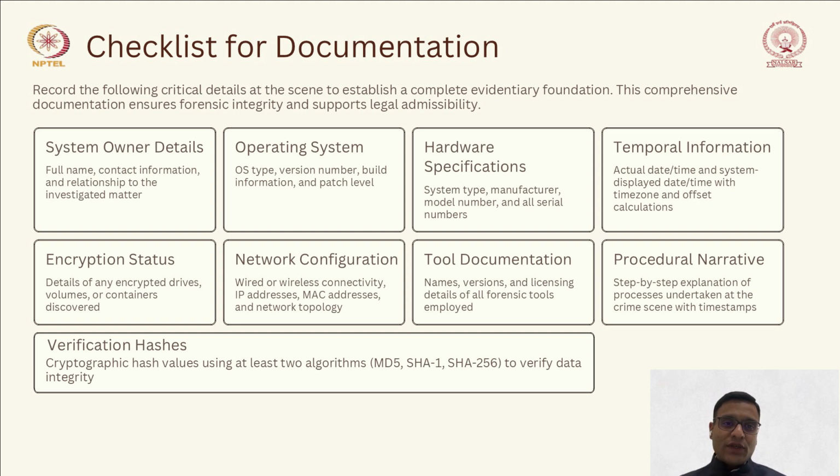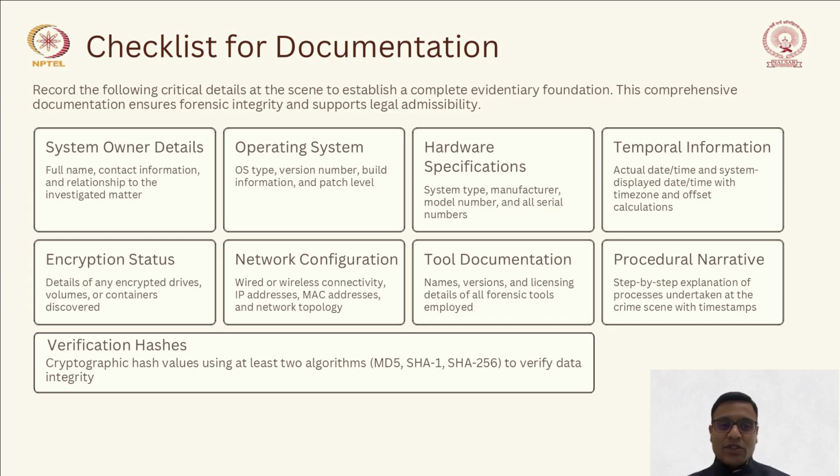So some checklist for the documentation part is the device details need to be written down. The owner details need to be written down. Who is the owner? Who is the user? What is their relationship with the investigation, etc. Then we write down the OS, what we are seeing, the version, build information, patch level, etc. Then what are the hardwares which we are finding there, model numbers, serial numbers, etc. Then we write the date, timestamps, etc. Because sometimes the system dates may be different from the actual date.